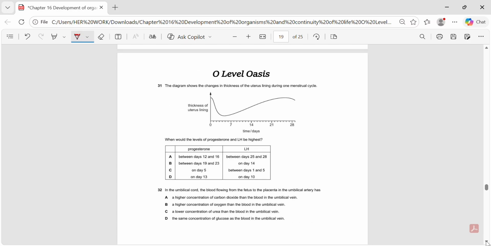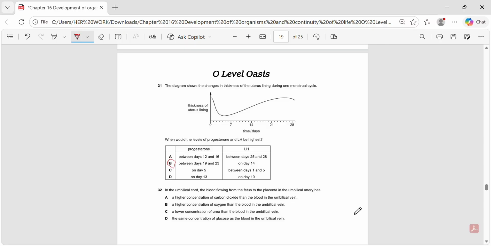The next question is about hormone levels during the menstrual cycle. Luteinizing hormone, or LH, peaks around ovulation, which occurs near the middle of the cycle, around day 14. Progesterone, on the other hand, reaches its highest levels after ovulation, during the luteal phase, around days 19 to 23. The option that correctly matches these timings is B, so that is the correct answer.